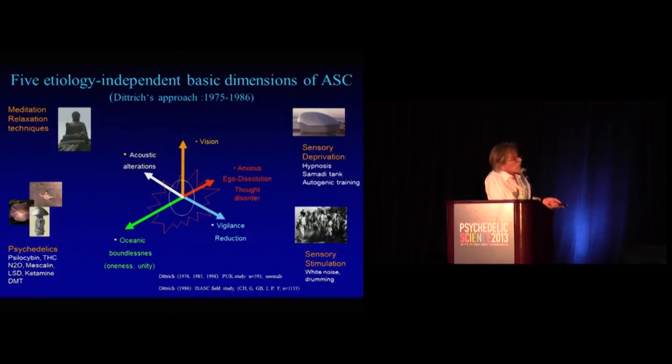He said there might be one dimension called oceanic boundlessness, which reflects more the positive experience with psychedelics, in terms of mood-enhancing effects and loss of ego boundaries experienced in a positive way, up to a mystical experience. There's a kind of opposite pole, which they labeled anxious ego dissolution, which also comprises thought disorder, paranoid reactions, and so on, which is much more similar to classic psychotic reactions. And an interesting dimension was visual effects, which they summarized under visionary restructuralization. So this dimension is more complex.